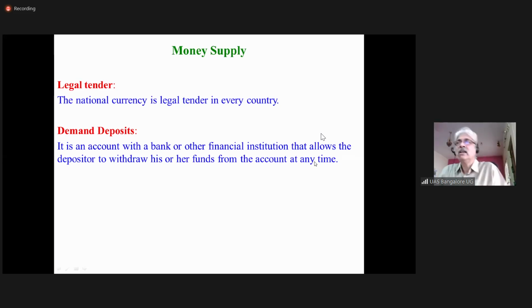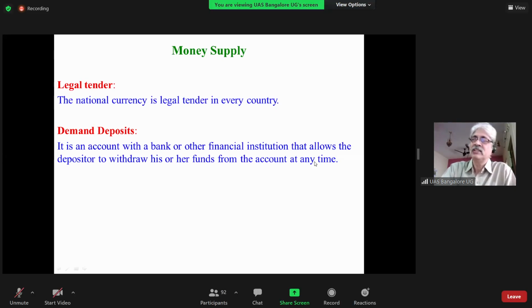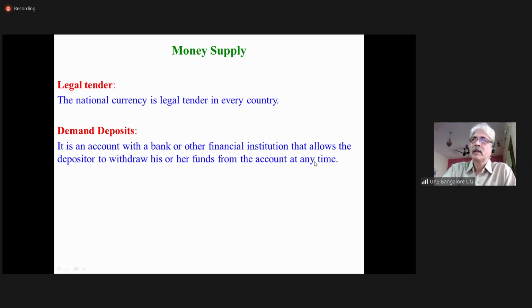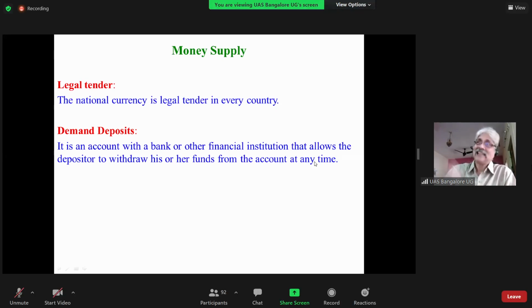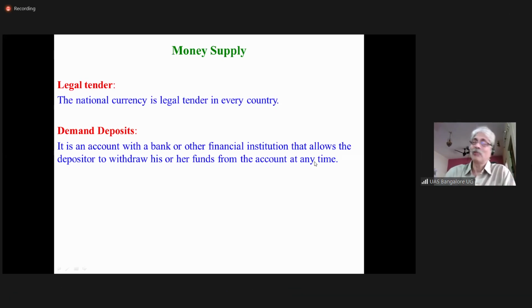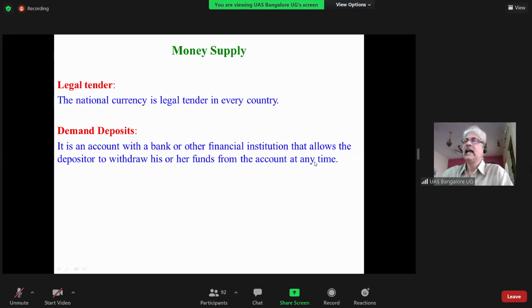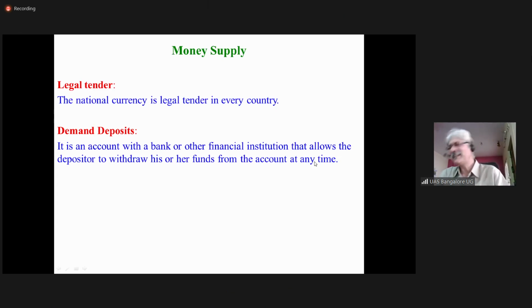Demand deposit means you can keep your money in any financial institution and you can withdraw that money at any time. Of course, during the office hours, but any day, any time during the office hours, you can take back that money. That is demand deposit.